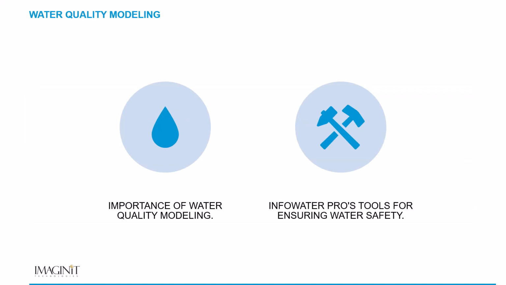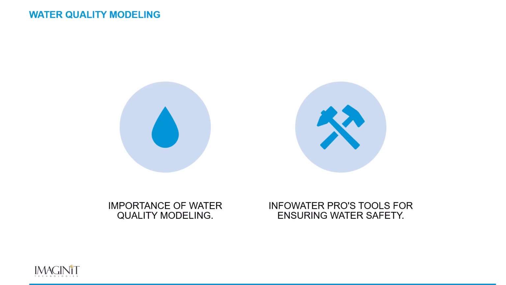Turning our attention to water quality modeling, InfoWater Pro provides comprehensive tools for ensuring the safety and compliance of water distribution systems. This feature is essential for managing the quality of water delivered to consumers, addressing concerns such as contamination, aging infrastructure, and regulatory compliance. InfoWater Pro allows utilities to simulate the movement and concentration of contaminants, track the age of water within the system, and predict chlorine decay and byproduct formation. This detailed analysis is critical for maintaining water quality standards and public health.